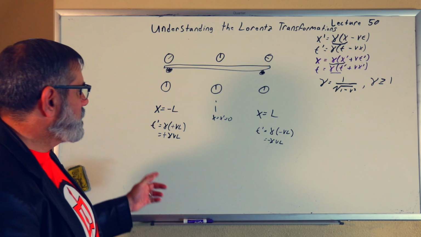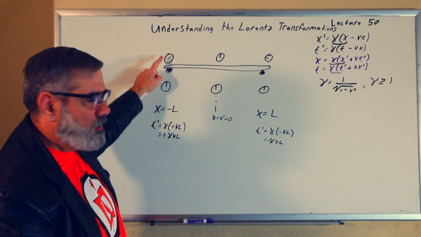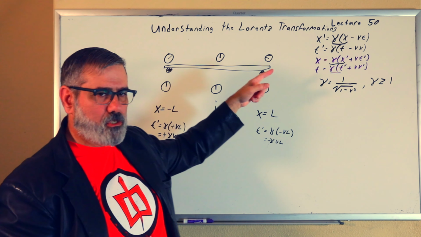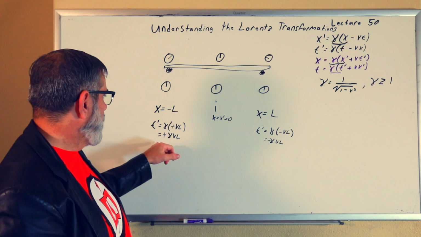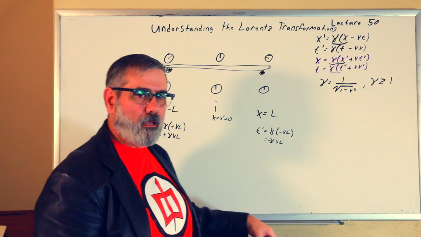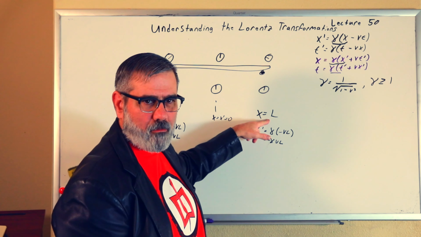Does everyone see how I got these? I used the Lorentz transformations to consider what the time on the train is, right? For t equals 0, x equals minus L, it's just simply plugging it into the appropriate Lorentz transformation equation, and you get that t prime equals gamma vL. And for x equals L, t equals 0, that's this point right here, t prime is equal to minus gamma vL. Okay?